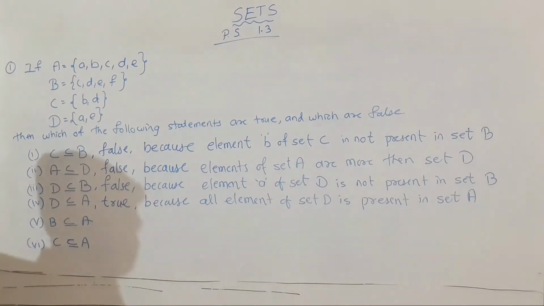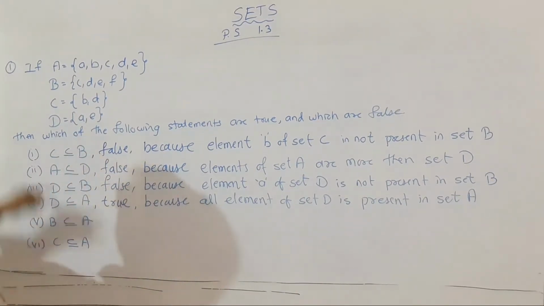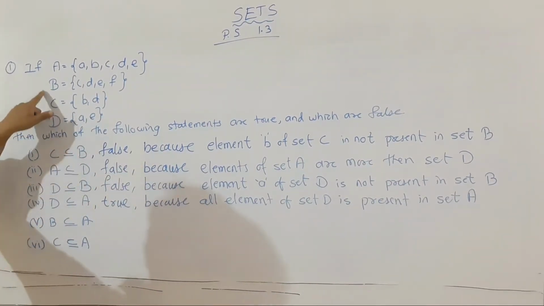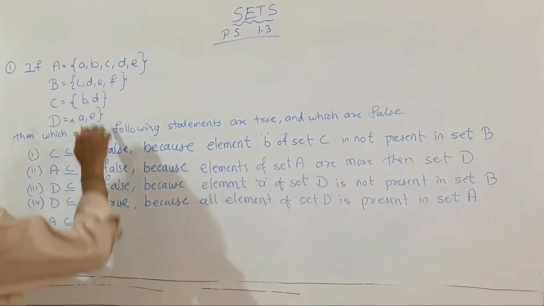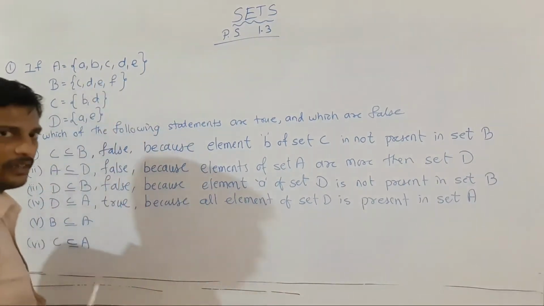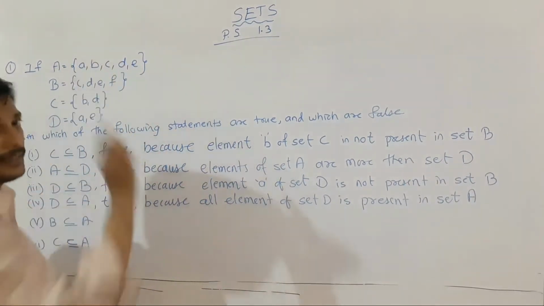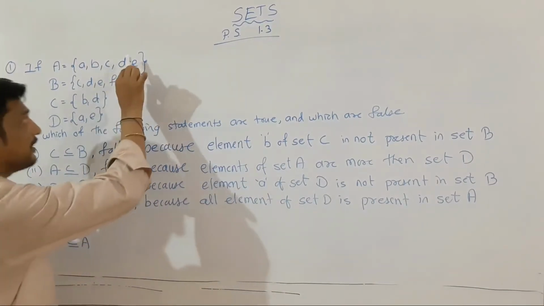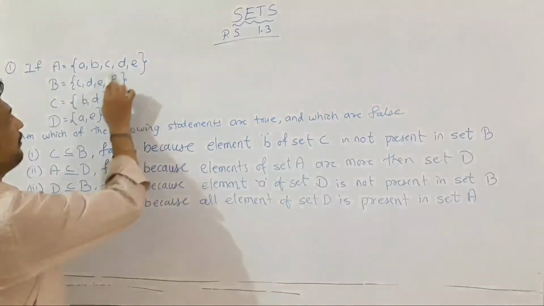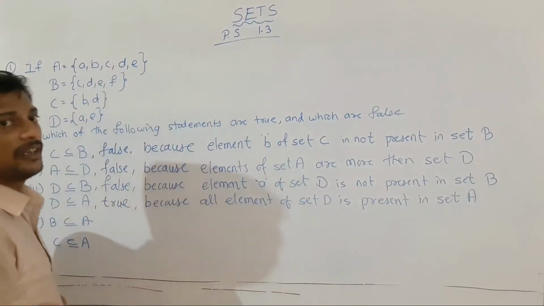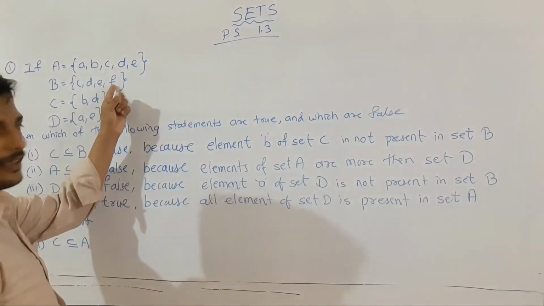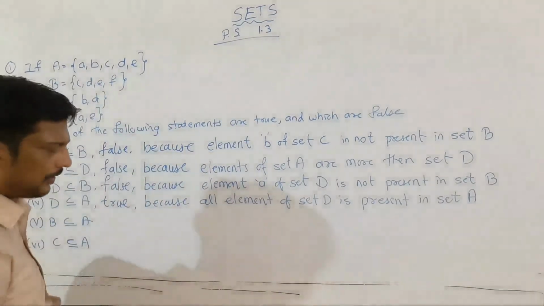Now fifth one, B is subset of A. Let us check whether it is true or false. C, yes, C is there. D, yes, D is there. E, yes, E is also there. Now let us see F. F is not present in this. Now due to this F, B is not subset of A.